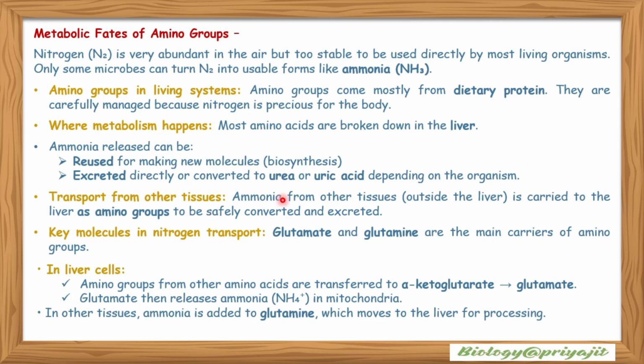Transport from other tissues: ammonia from tissues outside the liver is carried to the liver as an amino group to be safely converted and excreted. Key molecules in nitrogen transport: glutamate and glutamine are the main carriers of amino groups. In liver cells, amino groups from other amino acids are transferred to alpha ketoglutarate, which will produce glutamate. The glutamate then releases ammonium ion, or NH4 plus, within mitochondria. In other tissues, ammonia is added to glutamate to form glutamine, which moves to the liver for processing.